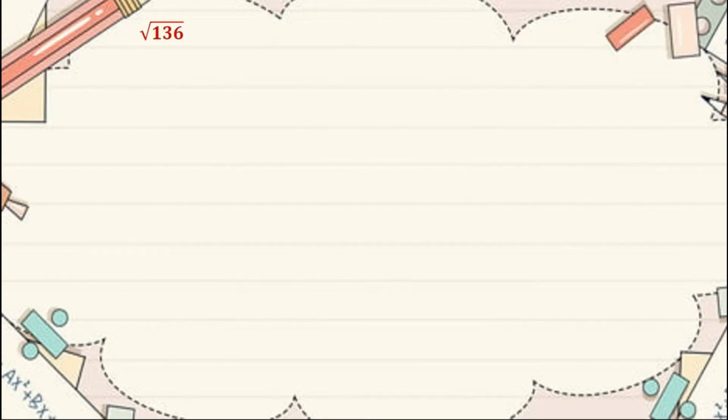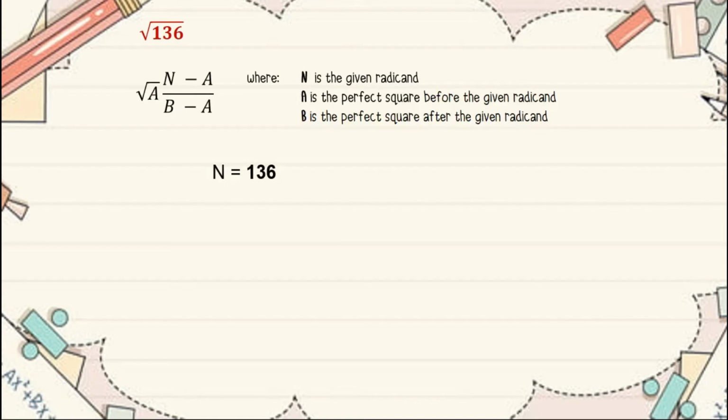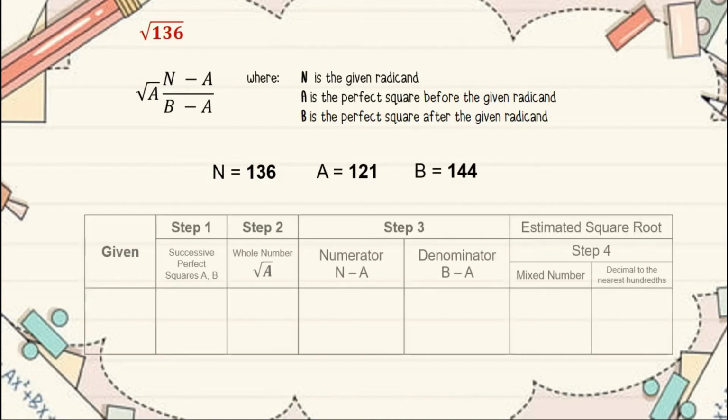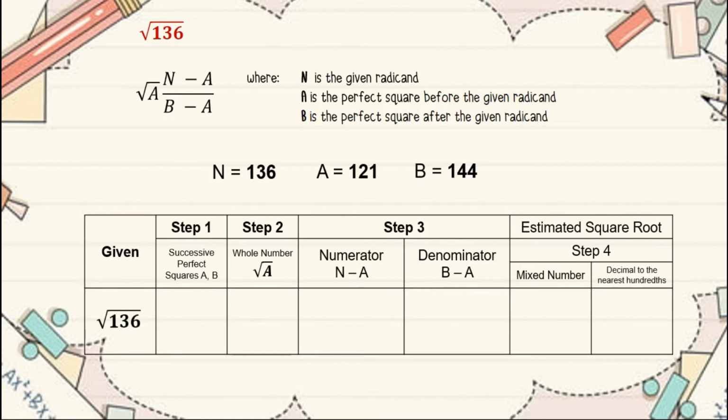Next, how about the square root of 136? So the radicand in the given is 136. Between what two perfect squares can we find 136? If your answers are 121 and 144, you're correct. So let's have the given again. And of course, the successive perfect squares. Let's find the square root of our A, which is 121, and that is 11.